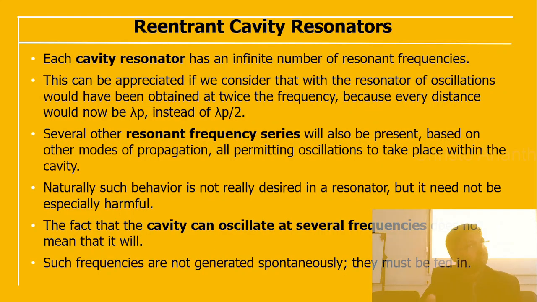Every cavity resonator has an infinite number of resonant frequencies. You consider the resonator oscillations to be at twice that frequency, because the distance between the walls would be lambda p. In the earlier case we had lambda p by 2, now we have lambda p. Several other resonant frequency series will also be present, based on the other modes of propagation, so there will be oscillations within the cavity.